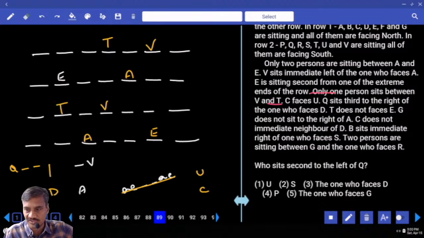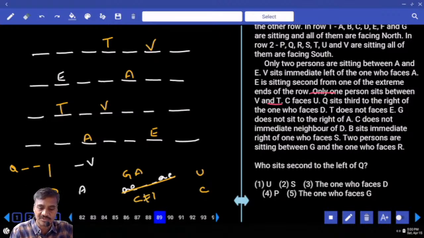T does not face E, and G does not sit to the right of A. That means G is to the left of A. G is to the left hand side of A. And next one, C and D are not adjacent to each other. B sits to the immediate right of the one who faces S. My S's opposite immediate right is B. And 2 persons between G and the one who faces R. This is the information we have.